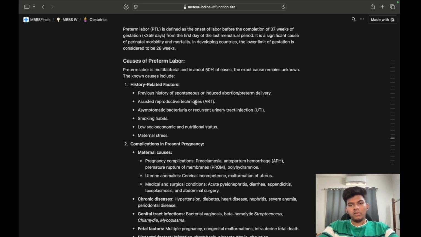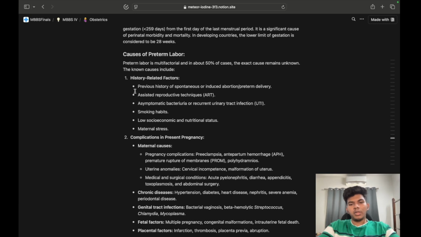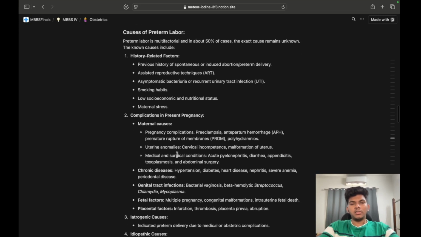Previous history of induced abortion or preterm delivery, assisted reproductive techniques, asymptomatic bacteriuria or recurrent UTI, smoking habits, low socioeconomic and nutritional status, and maternal stress. So all of these things could be elicited in the history. Again, previous history of spontaneous induced abortion or preterm delivery, ART, UTIs, smoking, socioeconomic and nutritional status, and maternal stress.